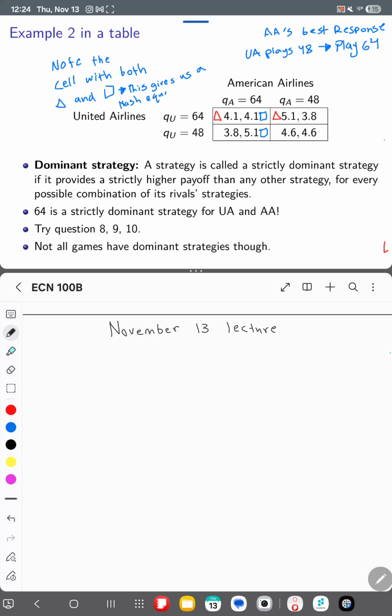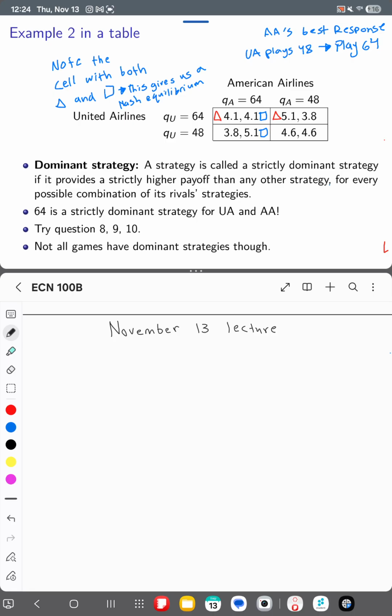And how should we describe the Nash equilibrium? Should we say that the Nash equilibrium is 4.1, 4.1? Or should we describe it as the Nash equilibrium is UA plays 64, AA plays 64? Should we say the former or the latter? Which is the right way to say it?